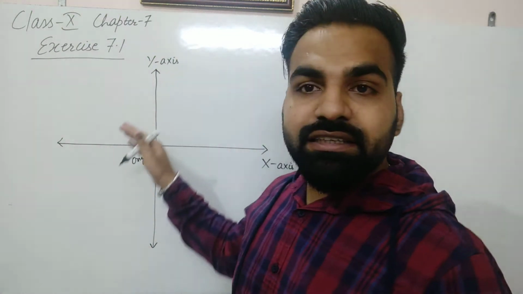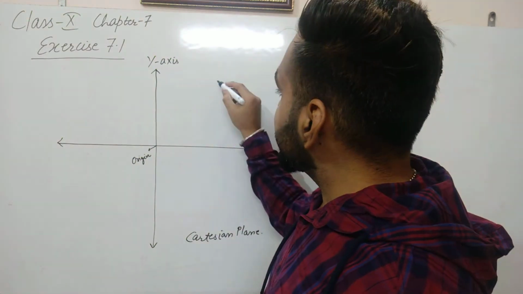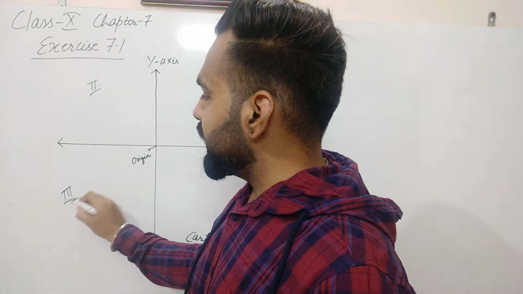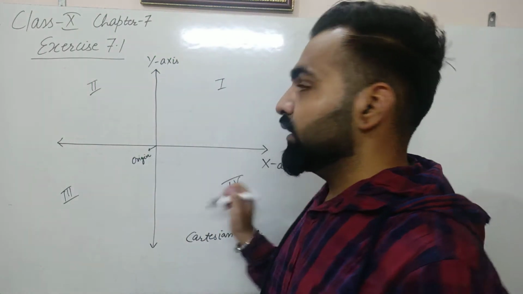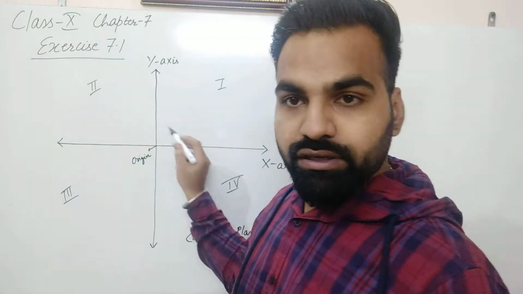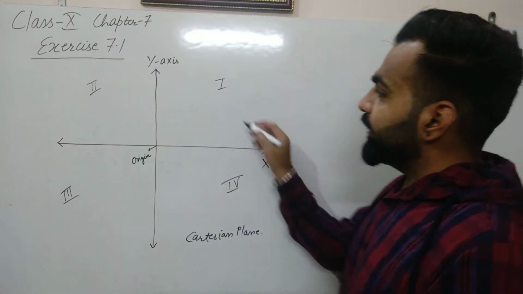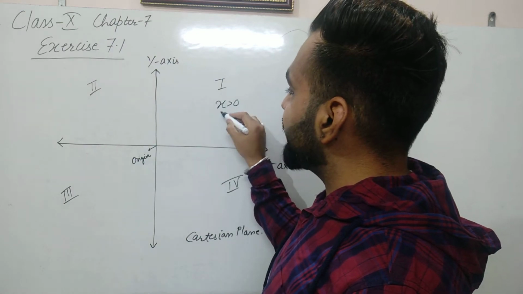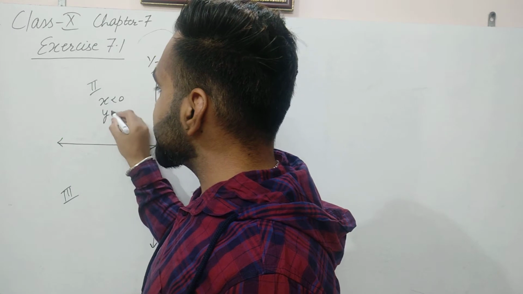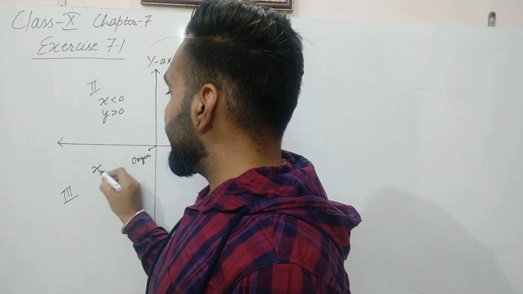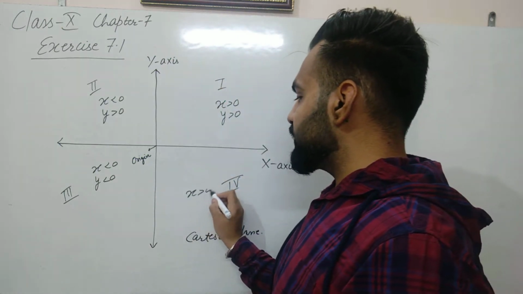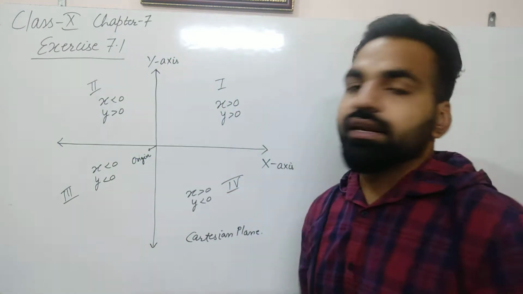Now we can see that there are 4 parts in this plane. This is called first quadrant, this is called second quadrant, this is third, and this is fourth. The numbering is done in the anti-clockwise direction. This direction, anti-clockwise. Clear? Here we know that both x and y are positive. Here x is negative, y is positive. Here x negative and y negative. And in the fourth quadrant, x is positive and y is negative.